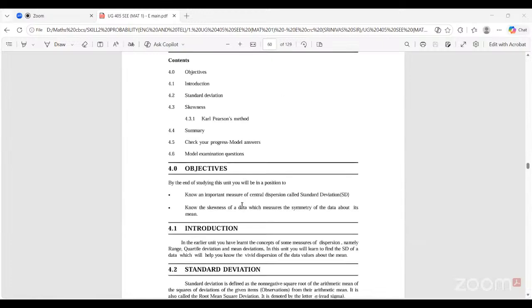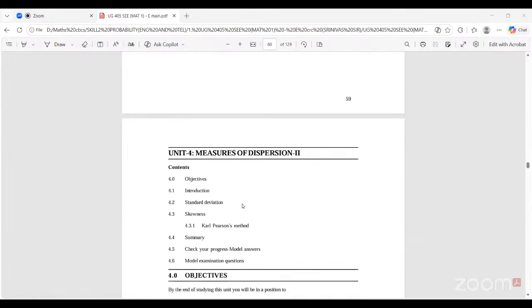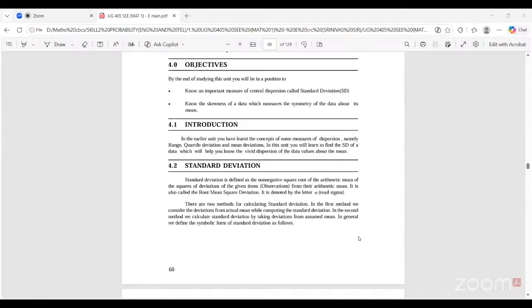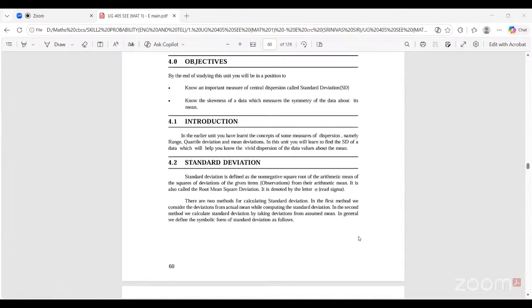This is how to do all these problems. Then, in the measures of dispersion, we are also taking the standard deviation, skewness, and Karl Pearson method. We will take here now the standard deviation. Standard deviation is sigma. Standard deviation is defined as the non-negative square root of the arithmetic mean of the squares of deviations of the items from their arithmetic mean. It is called the root mean square deviation. It is denoted by the letter sigma.